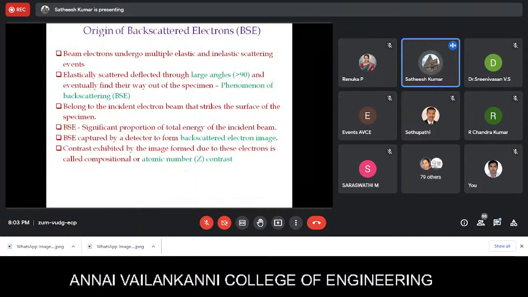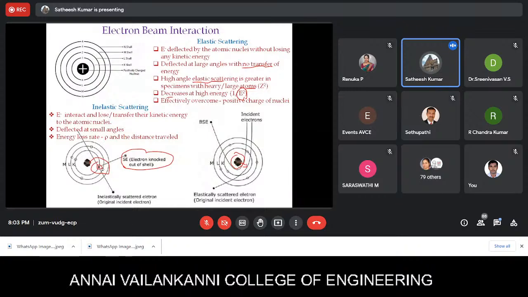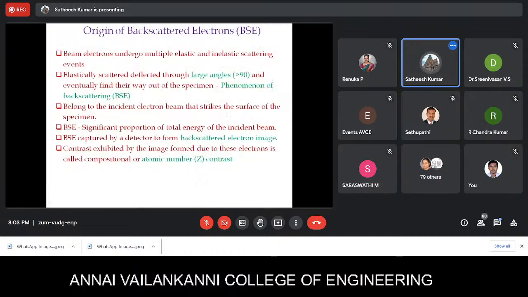There are two types of electrons I was talking about: one is the secondary electron, and another one is the backscattered electron, which are very useful for obtaining images during SEM. The beam electrons generally undergo multiple elastic and inelastic scattering even within the specimen. These elastically scattered electrons, which have an angle greater than 90 degrees, come out of the sample.